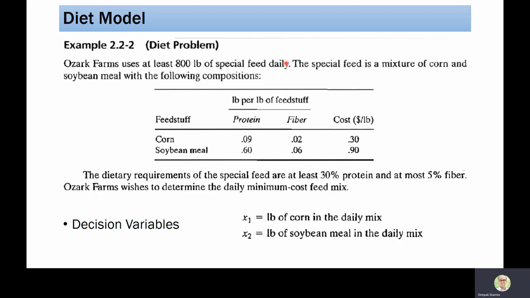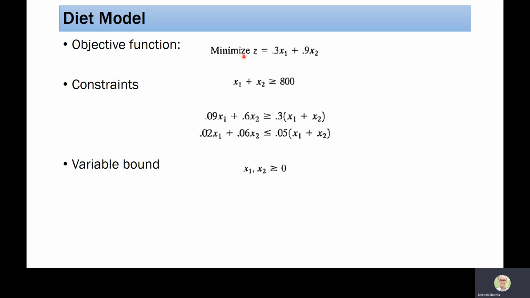Now let us write the objective function. Since we want to minimize the cost, 0.3 times x1, 0.9 times x2, this we want to minimize. So that's why minimize z. You remember that in the previous problem, our objective function was maximization. Here, our objective function is minimization. So minimize z is equal to 0.3 x1 plus 0.9 x2.